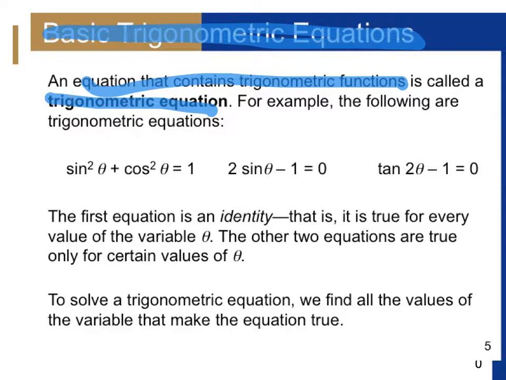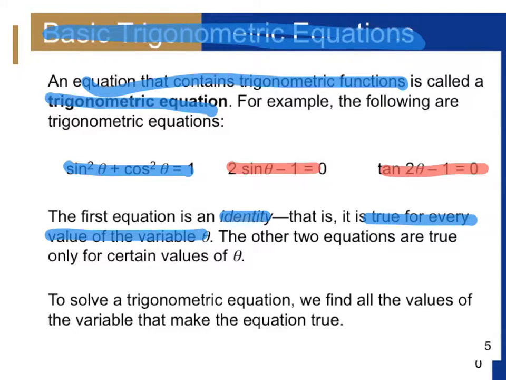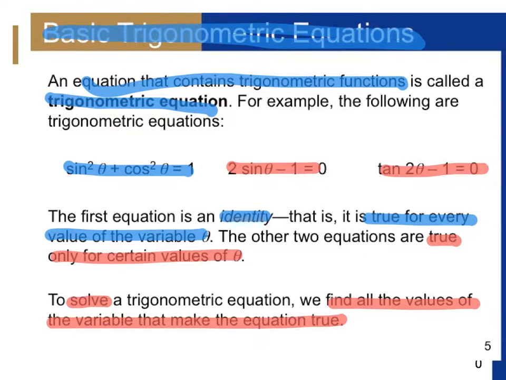Now the first one is called an identity. That means it's always true, right? The second two are only true for certain values of theta. So 2 sine of theta minus 1 equals 0 and tangent of 2 theta minus 1 equals 0 are true only for certain values of theta. To solve that trig equation, we find all the values of the variable that makes the equation true. In other words, find all the thetas that make these two equations true.